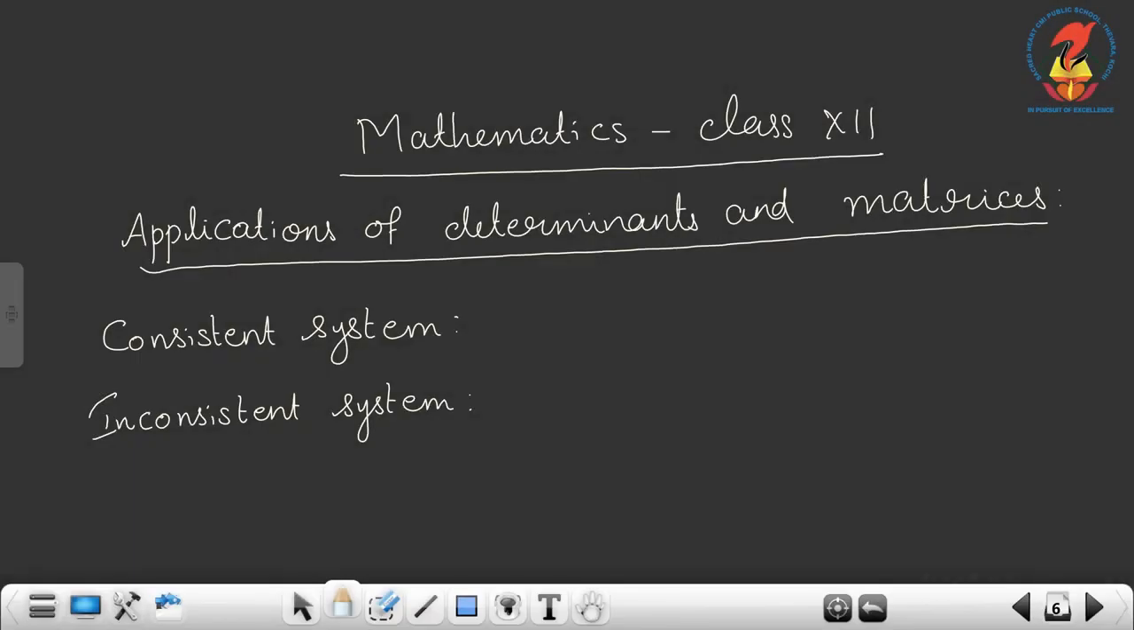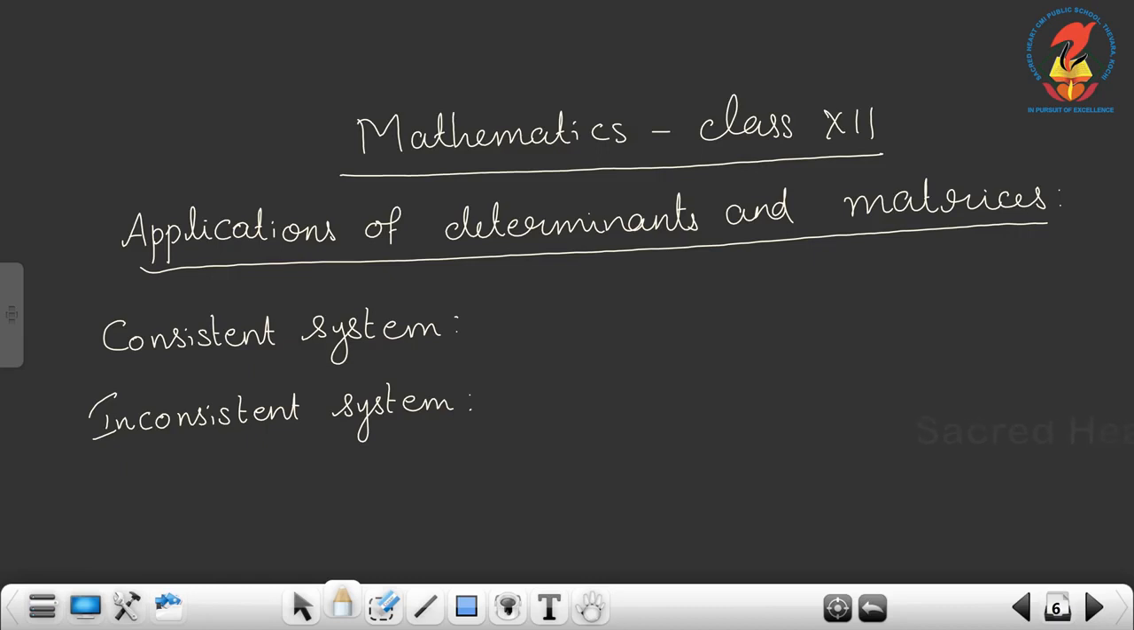Welcome back, children. Today we have to discuss the new topic, that is applications of determinants and matrices. In this section we have to discuss how to solve system of linear equations using matrix method. Already in 10th standard you studied system of linear equations in two variables, and you know how to solve it using substitution method, elimination method and cross multiplication method. Here we have to solve these equations using matrix method.